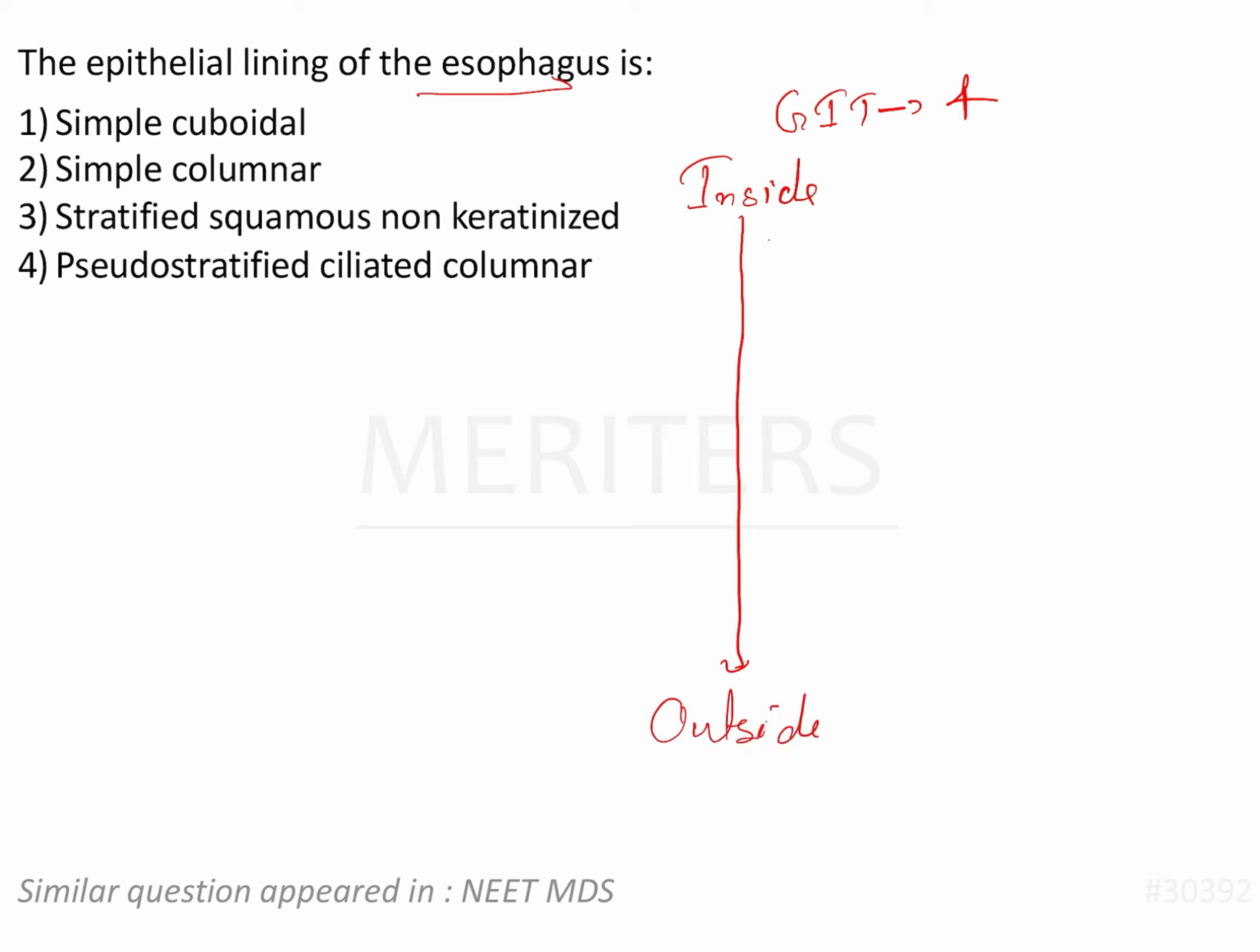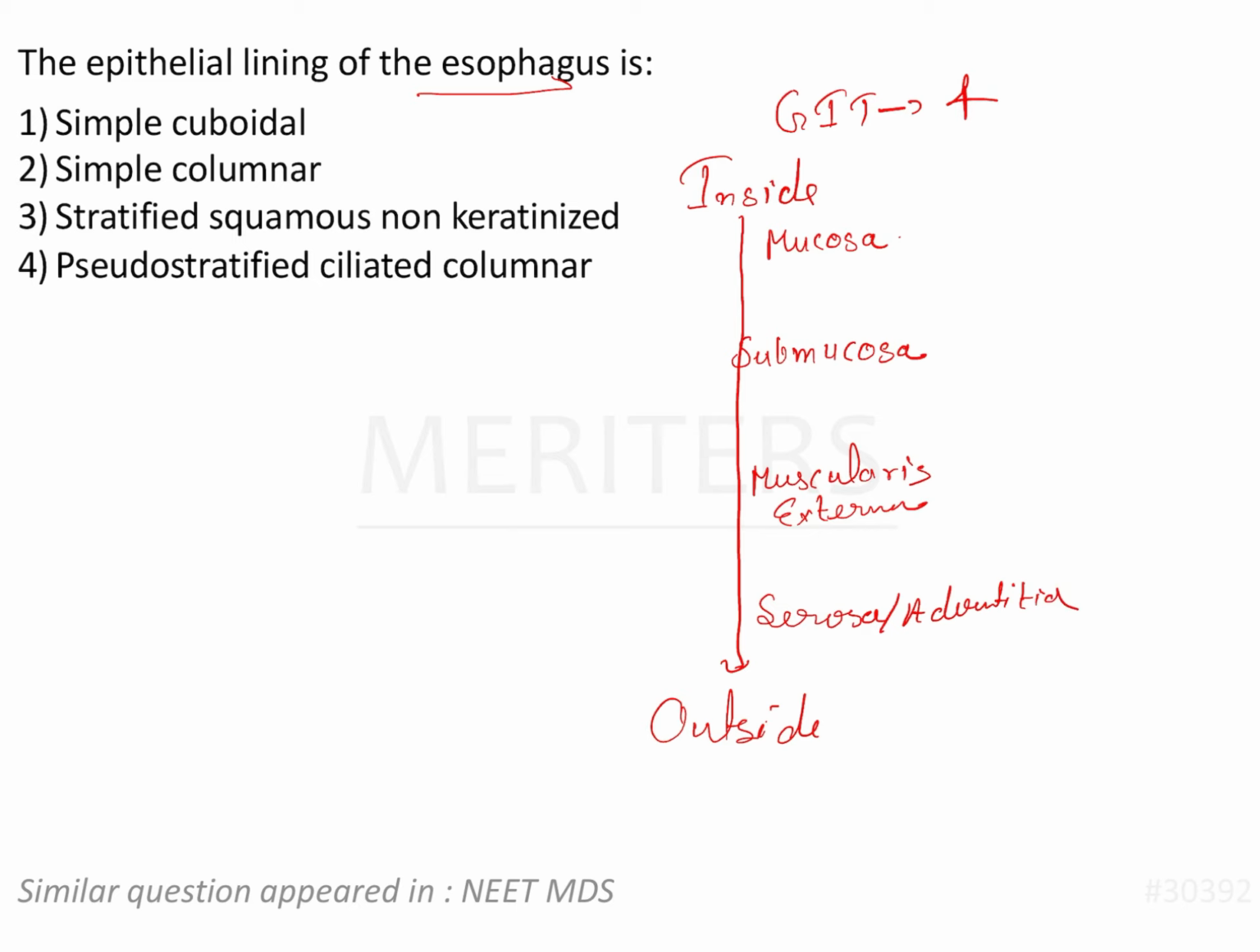So from inside, the first layer is going to be the mucosa. Then we have the submucosa. After submucosa, there is a layer that is known as the muscularis externa. And then we have the serosa or the adventitia. I'll give you a brief review about these.